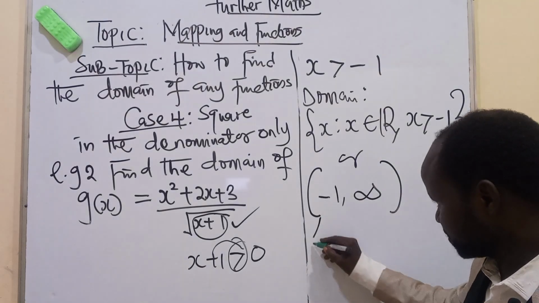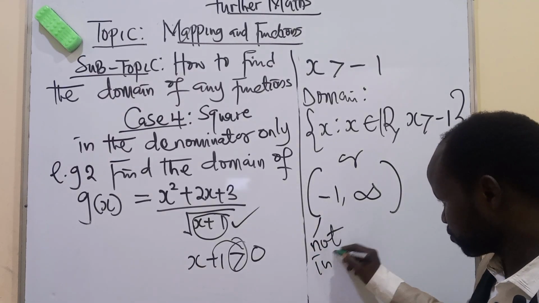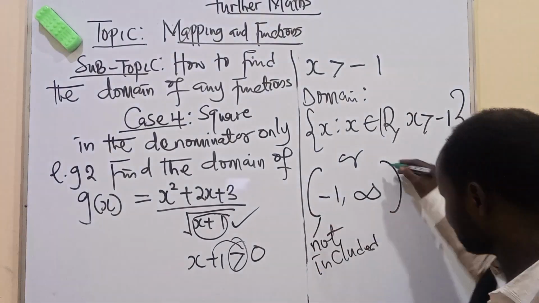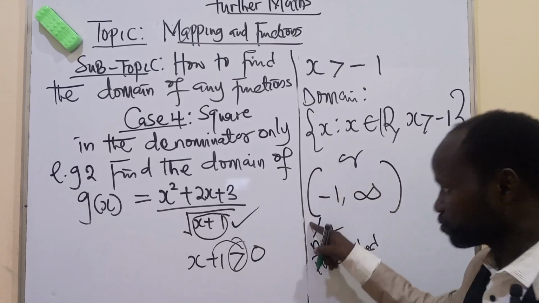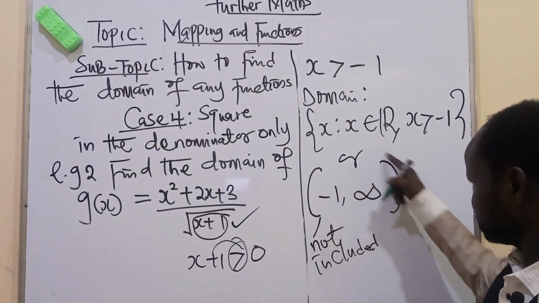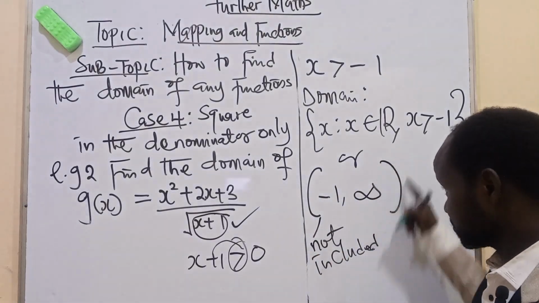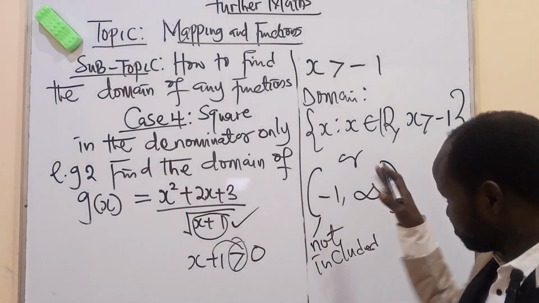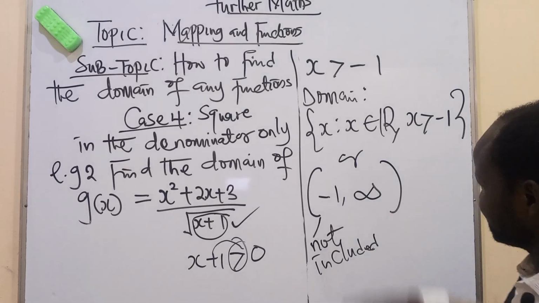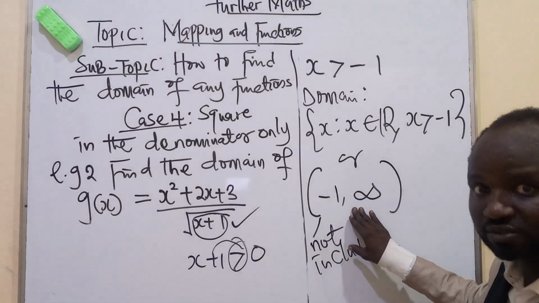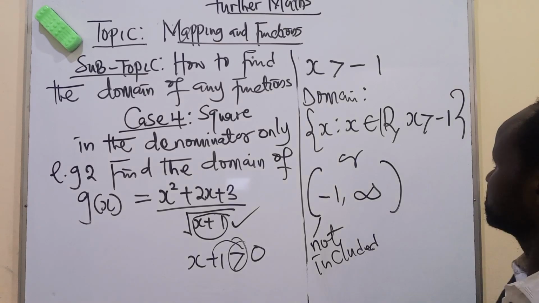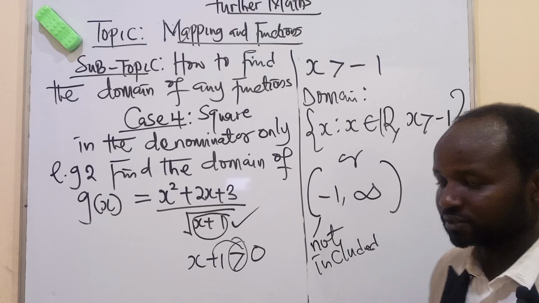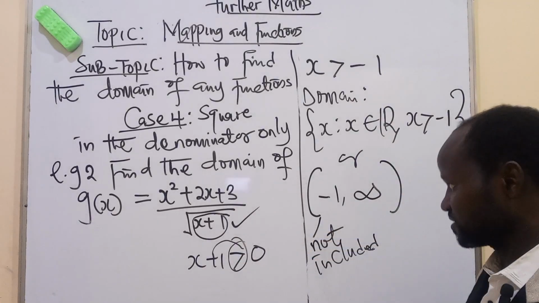Why? Because this bracket means not included. But if we put square bracket here, square bracket means it's included. But this bracket means minus 1 not included to positive infinity not included. Okay, positive infinity is not included because we can't reach infinity. Minus 1 again not included, positive infinity not included. So this is interval notation. We can either use interval notation or we use this other method. Or we can say all real numbers except x less than or equal to minus 1. That's another way we can state the domain of this function.